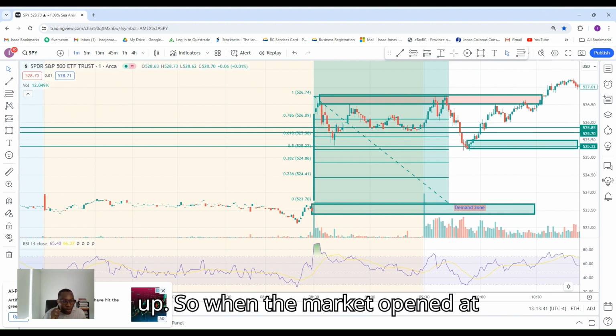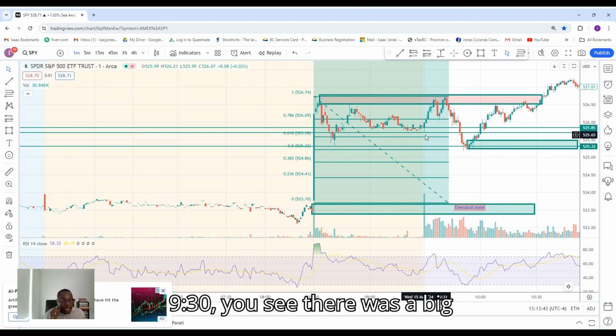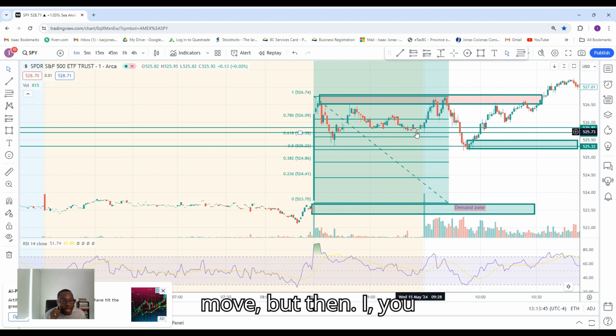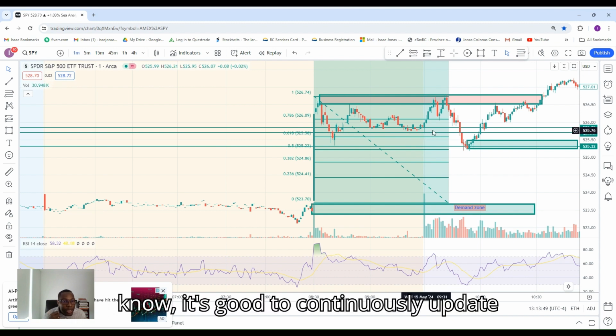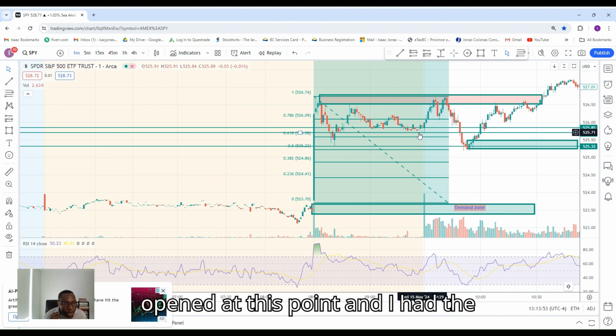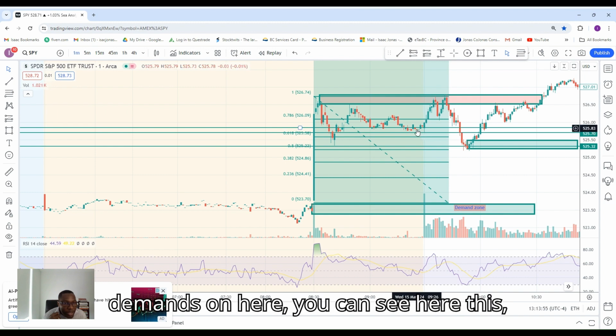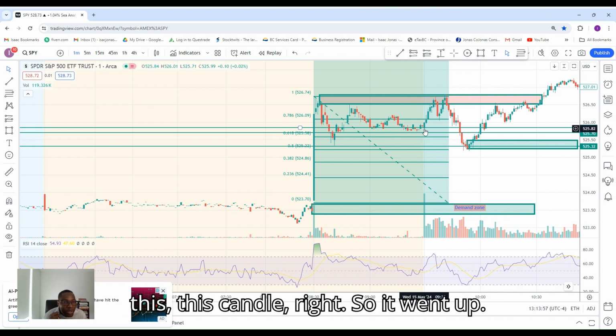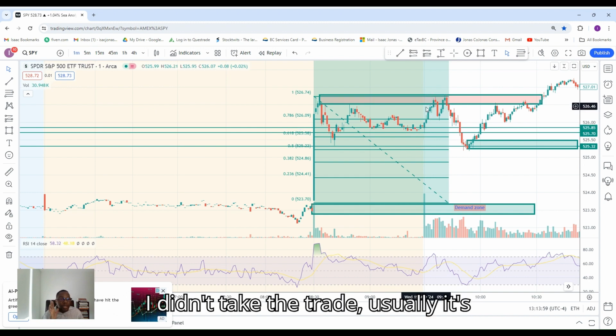So when the market opened at 9:30, you see there was a big move. But then it's good to continuously update the chart. When the market opened, it opened at this point, and I had the demand zone here. You can see here this candle, right? So it went up. I didn't take the trade.